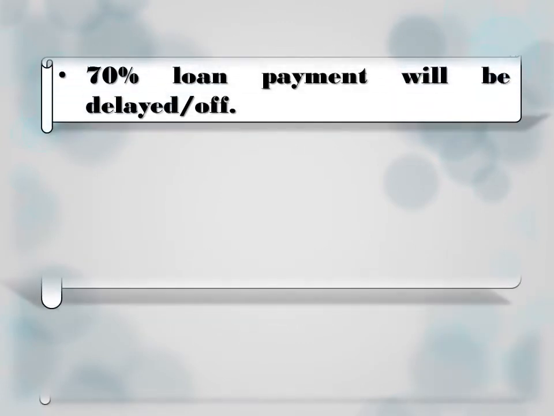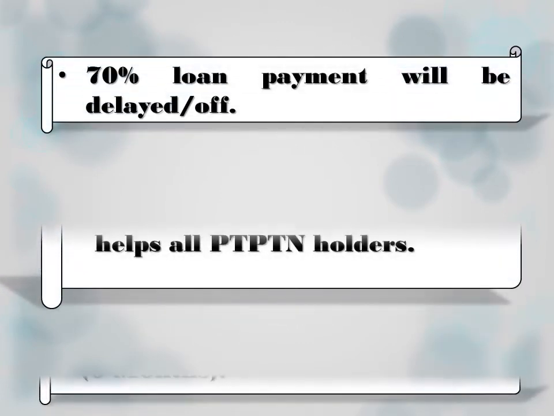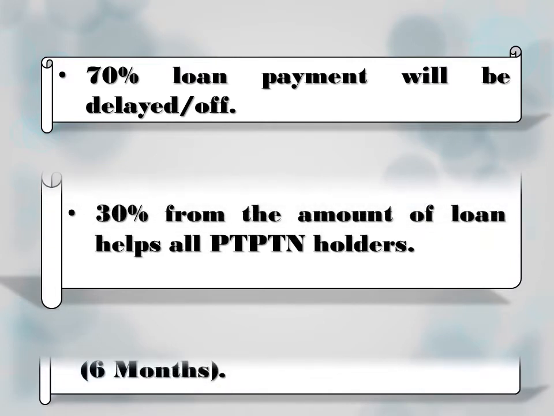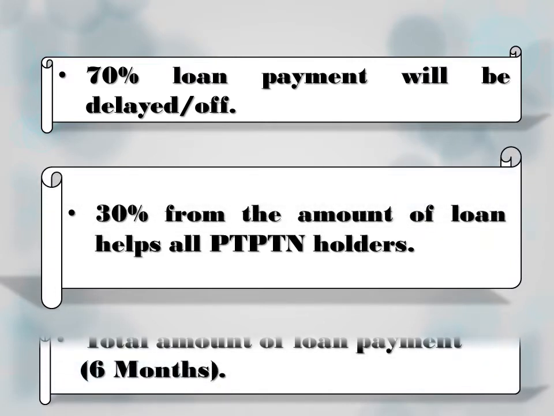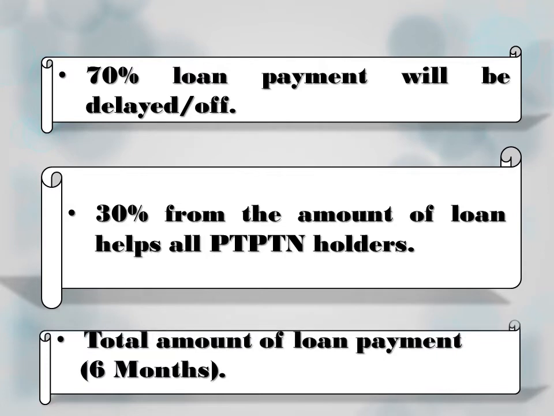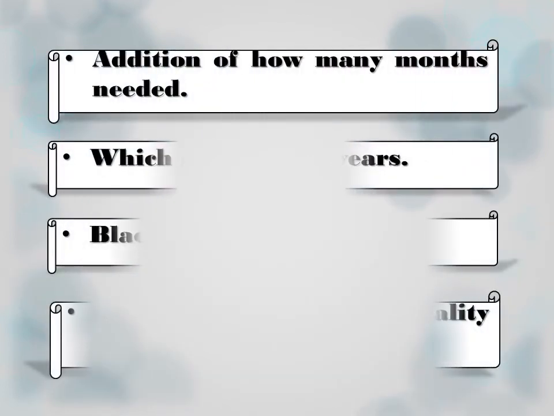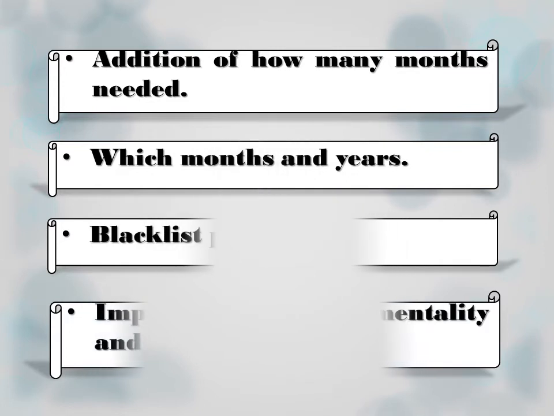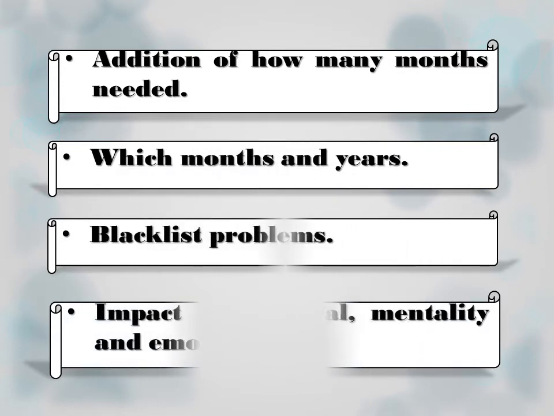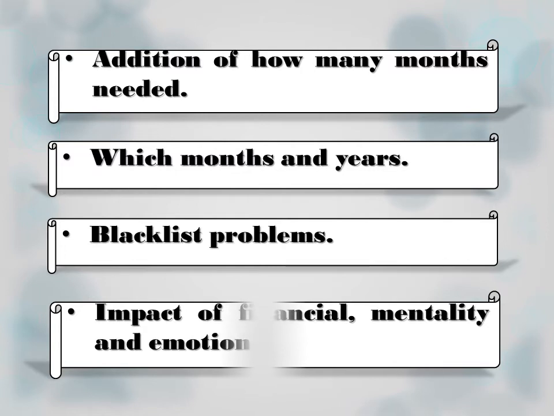Justify how the 70% loan payment being delayed, with 30% of the loan amount, helps all PTPTN holders. Determine the total amount of loan within 6 months, how many months are needed, and which month and year. Solve the blacklist problems, and analyze the impact of financial, mentality, and emotion towards the PTPTN holders.